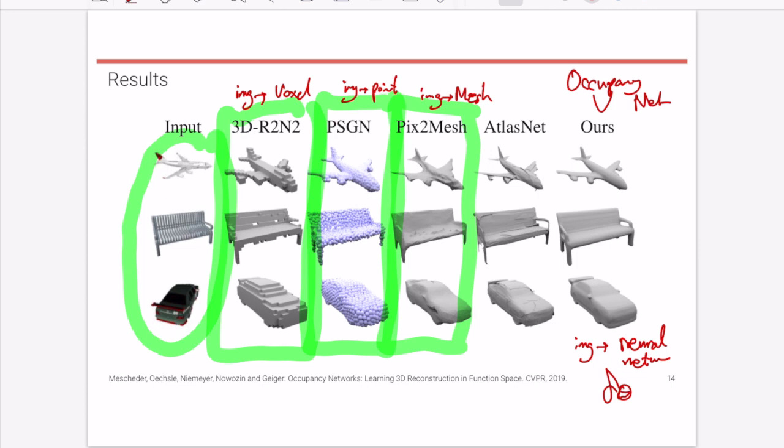This is occupancy network, and this is kind of coordinate-based neural network.